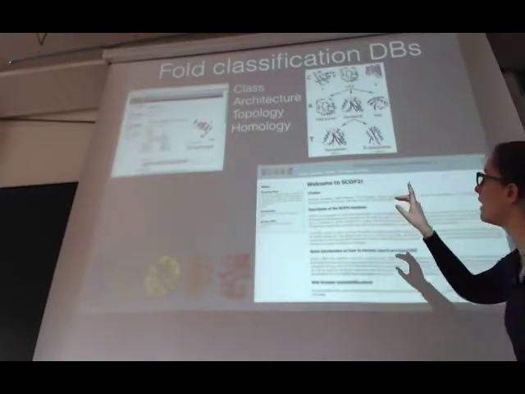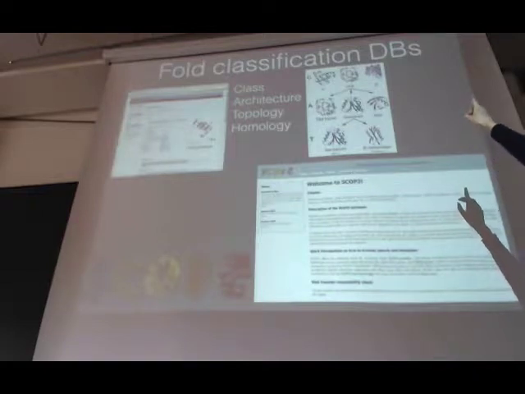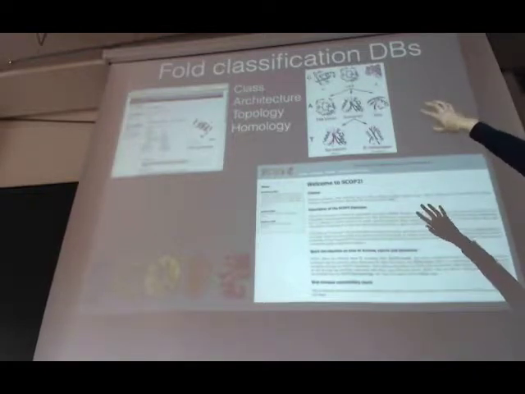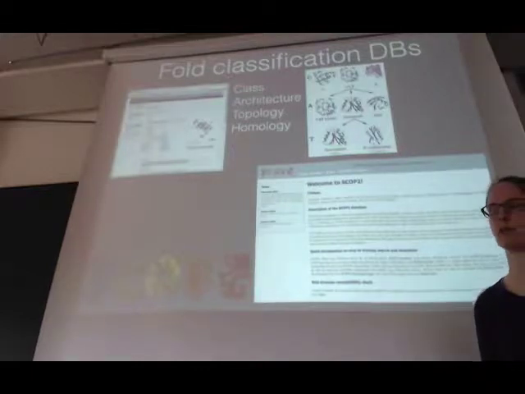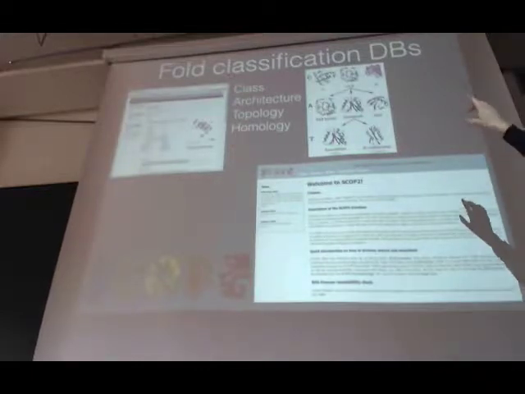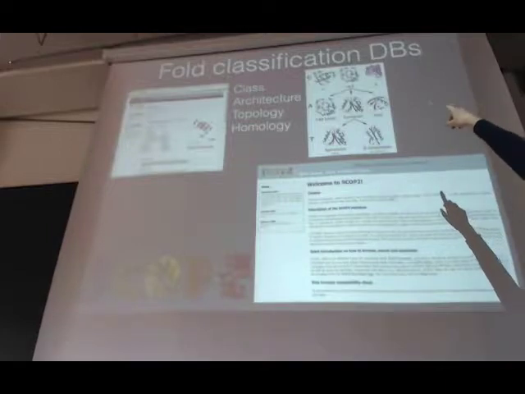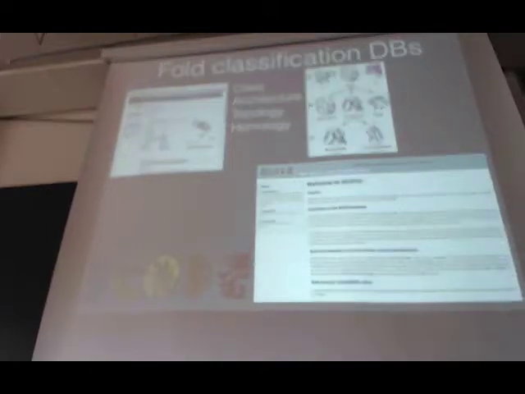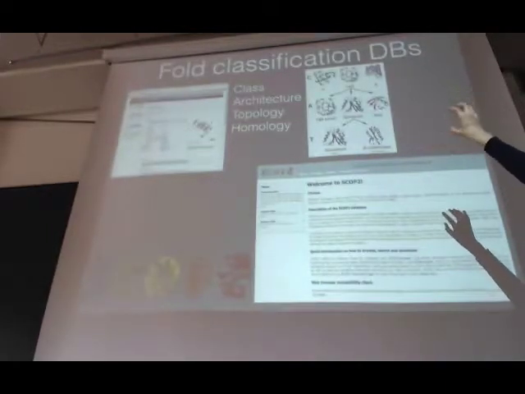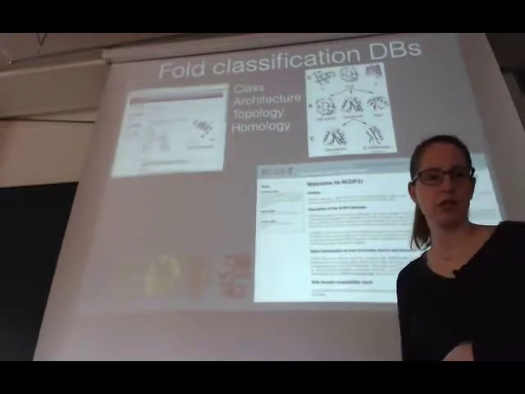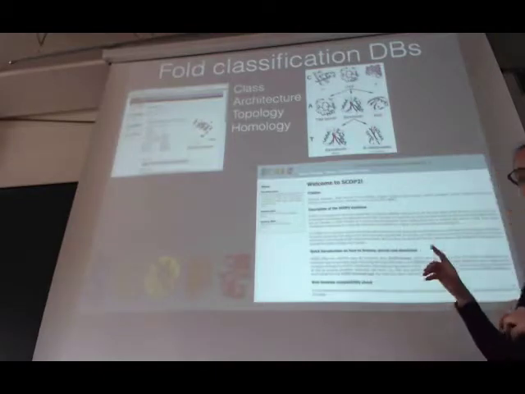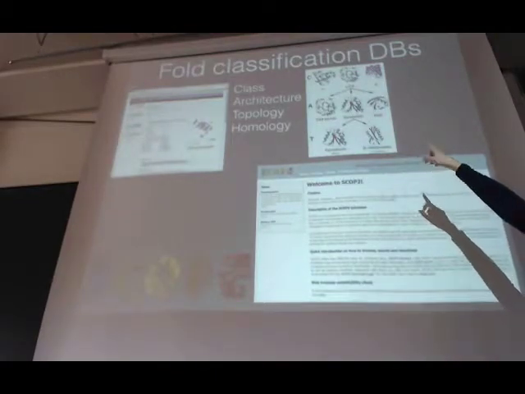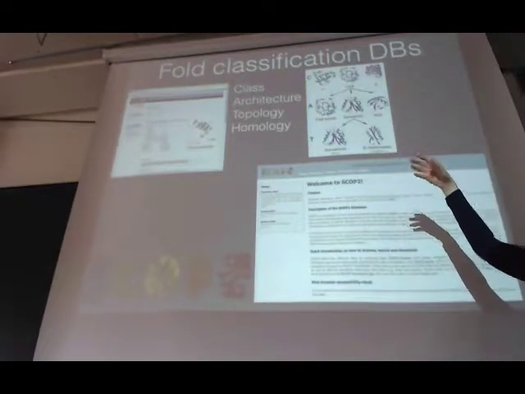So we said before, right? Class is whether it's alpha, alpha-beta, or beta. This is not so difficult to classify for an algorithm. And then you have the architecture. So if it's alpha and beta together, then there are different types of architectures. I don't know if you have gone through these folds. The names don't really matter, but biologists will know these things.